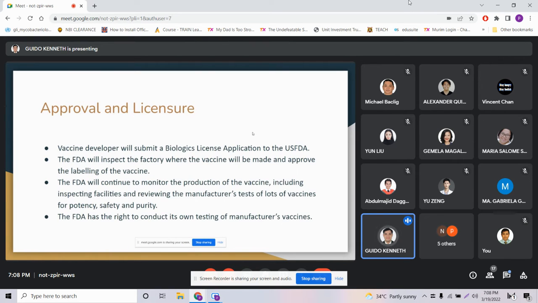Once the candidate vaccine passes all 3 clinical trials, vaccine developers will submit a biologic licensure application to the US FDA. The FDA will inspect the factory where the vaccine will be made and approve the labeling of the vaccine. Aside from inspection, the FDA will continue to monitor the production of the vaccine as well as conduct its own testing of manufacturers' vaccines.